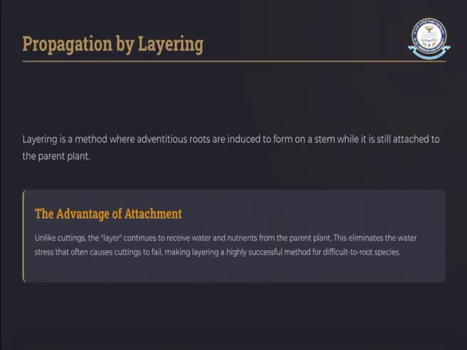So the advantage of attachment is, unlike cutting, where the plant doesn't get nutrients from the parent plant, in layering the layered plant will be continuously fed by the parent plant. That means the water stress will be comparatively lesser, and the nutrient value will be higher in layering.